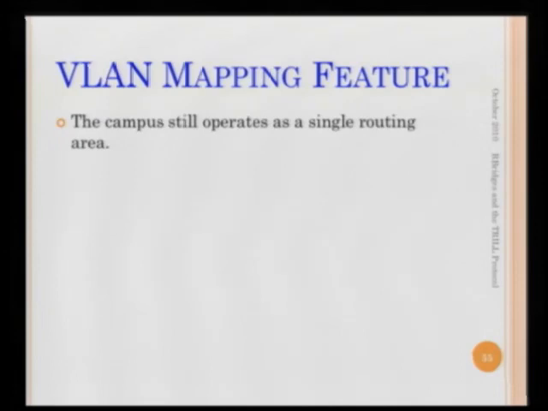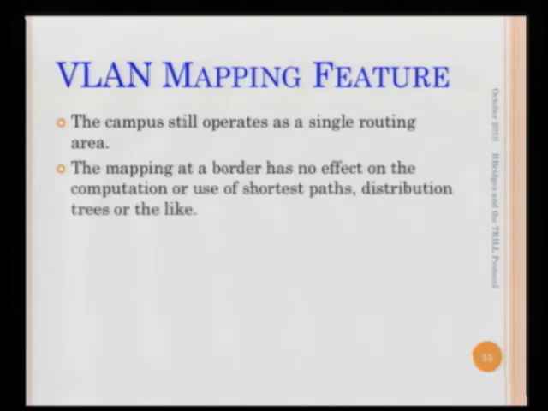One point about all this is the whole campus still operates as a single routing area. Nothing to do with this has any effect whatsoever on the shortest path calculations, the distribution tree calculations, or anything like that. The frames follow exactly the same RBridge to RBridge path that they would have before. It's just that when they pass through a border RBridge, then the VLAN ID and the priority of the data can be mapped. So you get all the same advantages. It doesn't reduce the effectiveness of the shortest paths by doing separate optimal paths in each region or anything like that. It's all still one RBridge campus.